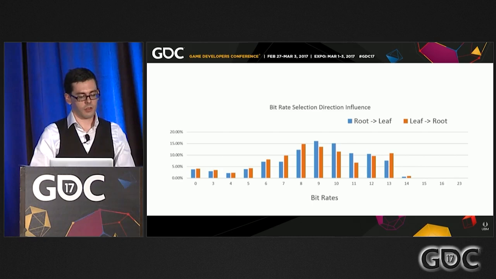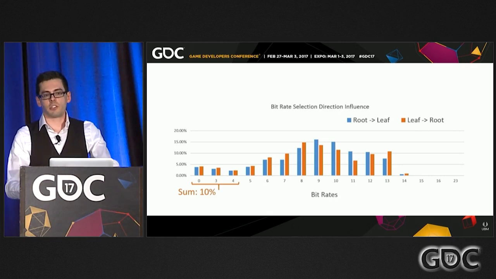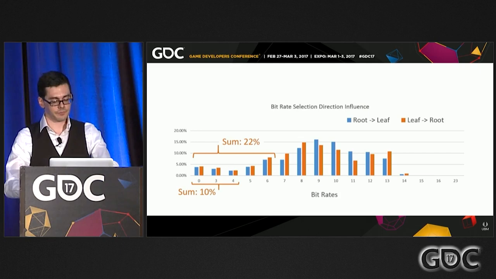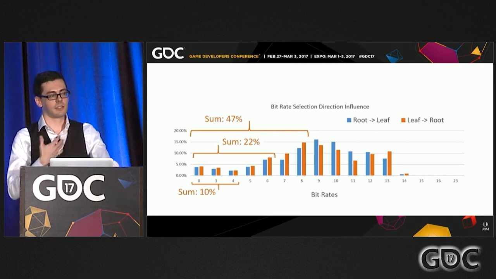So essentially, we ended up with about 10% of our tracks using 3 or 4 bits or less per component. Almost a quarter, 22%, using 6 or less. And almost half, 47%, using 8 or less. And this is really what surprised me the most about our results.